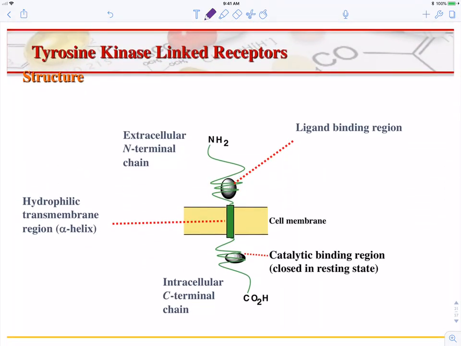Tyrosine kinases are typically formed by one transmembrane helix, and they typically dimerize, as we'll see in a second. The extracellular component contains the N-terminus and the binding region for the ligand. And then the intracellular domain contains the C-terminus as well as the catalytic region here.